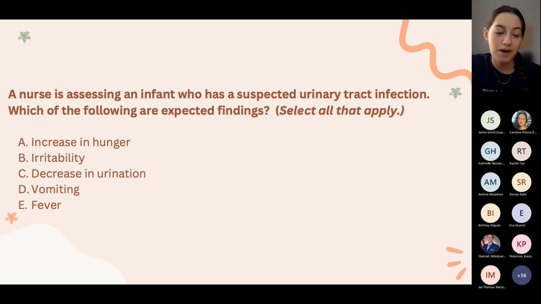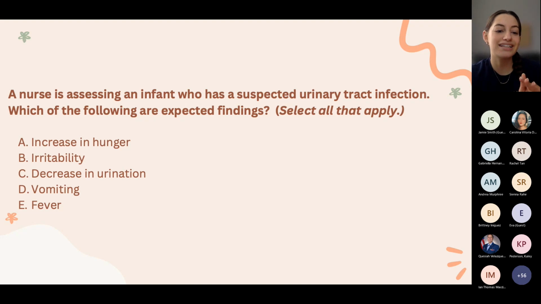All right. So let's talk about this one a little bit. So the correct answer is actually B, D, and E. For an infant, it would be expected to have them really irritable. They might have decreased urination, and they could also have a fever. The reason that C is not correct is they would have an increase in urination. Sorry, I feel like I went all over the place for that one.